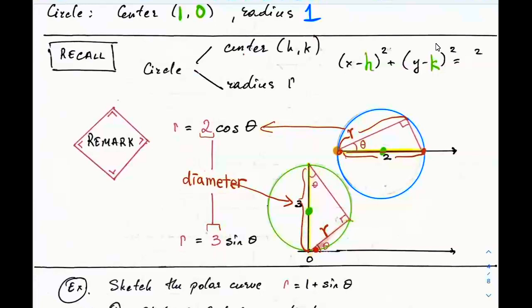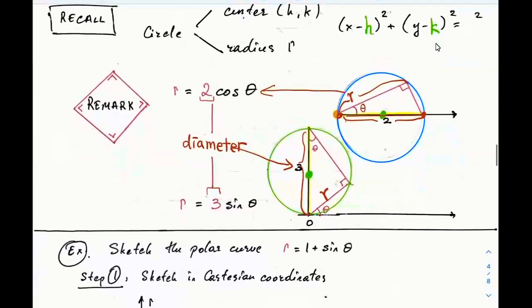So next time you see a number times cosine theta or a number times sine theta, you'll notice that it will be a circle, as one of these cases. So you don't have to complete the square again and again. You can recognize it right away. Are you guys okay? Okay, good.